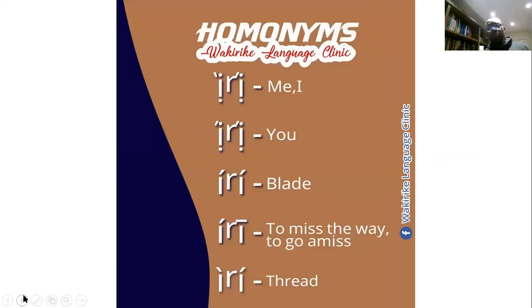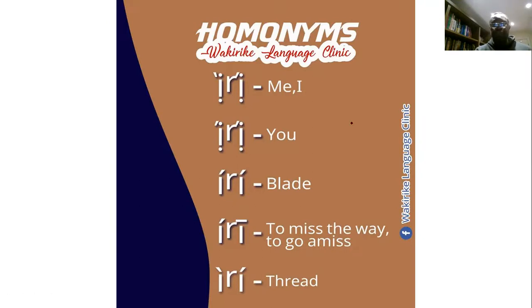So these are homonyms. You have the synonyms, where two words may have the same meaning. You have homonyms, where the same word will have different meanings because of the stress marks around the words. And then you have the antonyms, where words have opposite meanings. So let's just look at this interesting array of words. There are five words here that have the same three letters but different meanings.